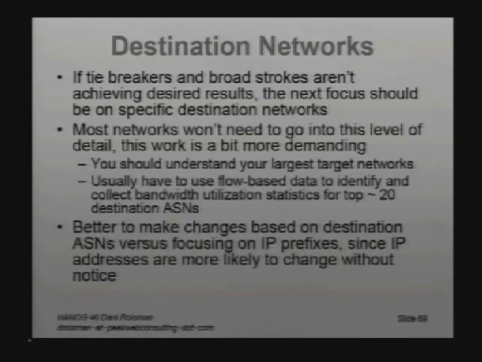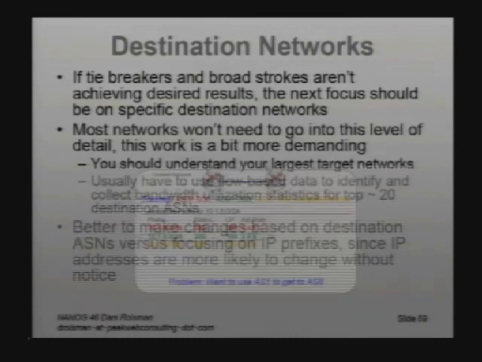It's better to make changes if you're going to do this based on ASN versus prefixes. At any point in time, an ISP can grow and give back a /17, pick up a /15, renumber, and they don't have the courtesy of telling you, of course, when they choose to renumber. So more likely, ASNs will stay static and stable than IP blocks.